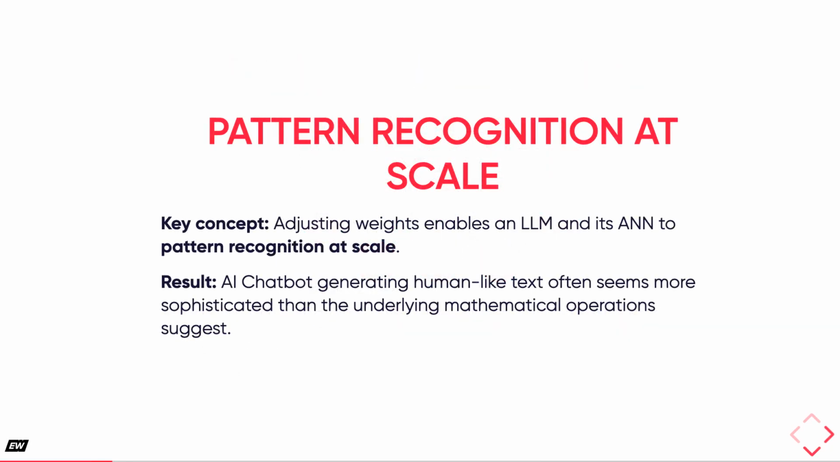The key concept to take away here is that this process of adjusting weights through training enables an LLM and its underlying artificial neural network to perform pattern recognition at a massive scale. The result of this is that an AI chatbot can generate human-like text that often appears more sophisticated than the underlying mathematical operations might initially suggest. This emergent capability for coherent text generation stems directly from this large-scale pattern recognition.